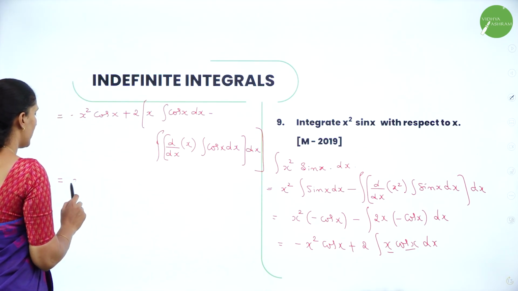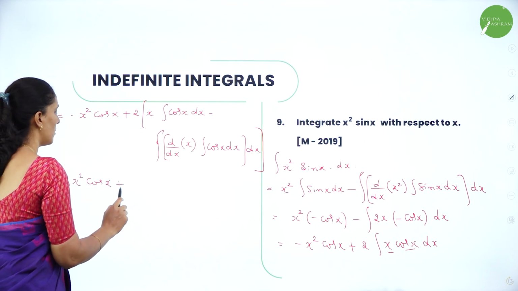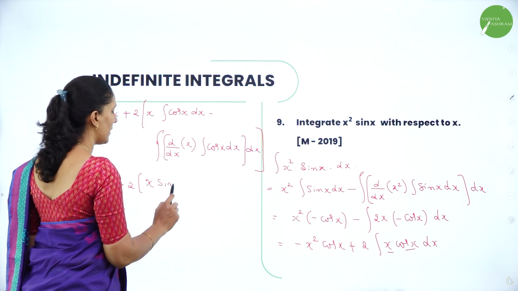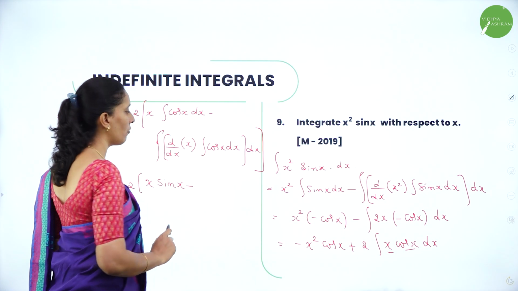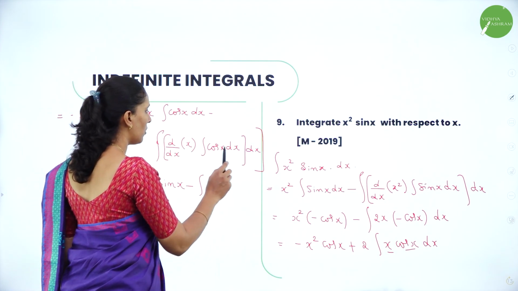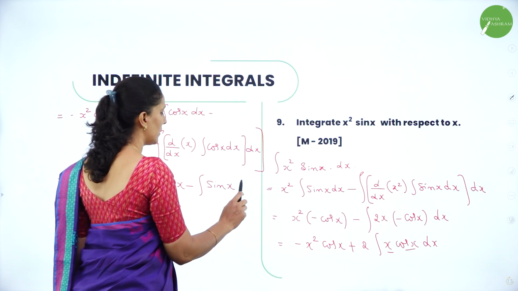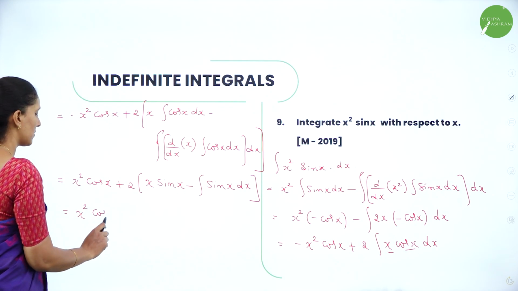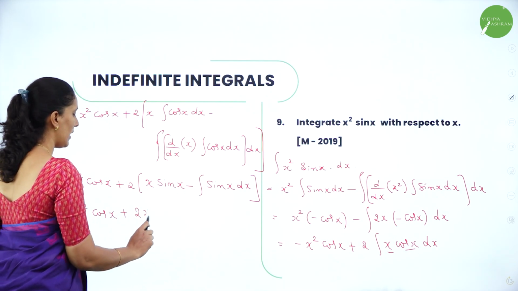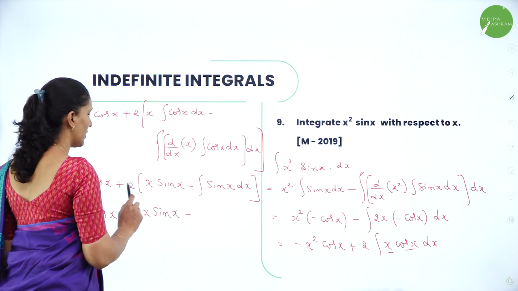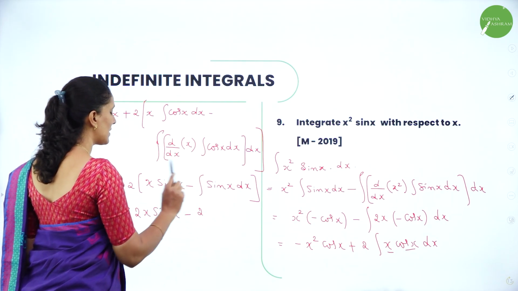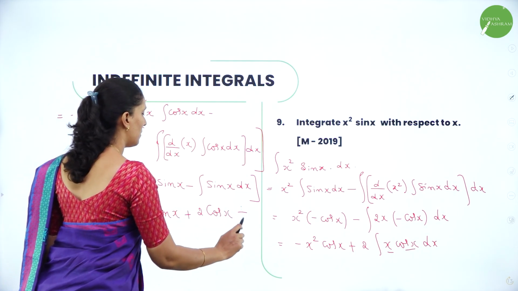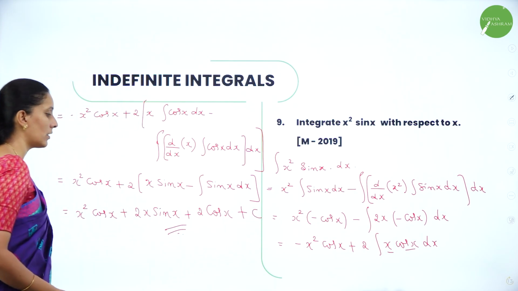So now here we have minus x square cos x plus 2 outside, x times integral of cos x, which is sin x, minus derivative of x, which is 1, and integral of cos x, which becomes sin x dx. So here we have minus x square cos x plus 2x sin x minus 2 integral of sin x, which becomes minus cos x. So this becomes plus 2 cos x plus c. So this is the value.